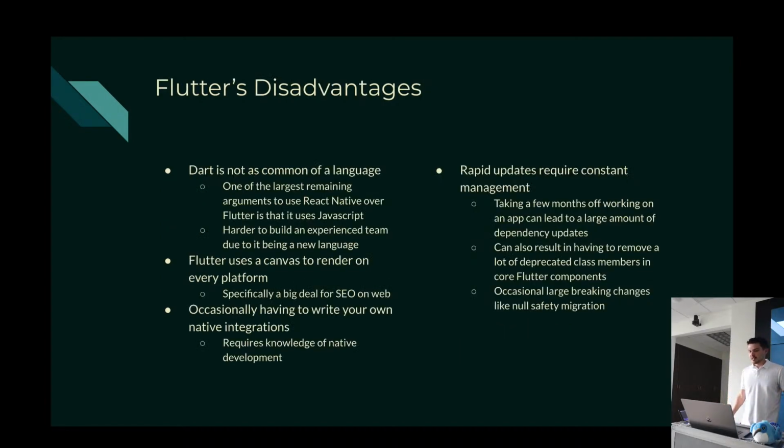So now let's talk about some of Flutter's disadvantages. First one, as I mentioned earlier, is Dart. Dart has always been looked at as not as common of a language. One of the largest remaining arguments to use React Native over Flutter is that it uses JavaScript. JavaScript is an extremely common language and a lot of people have a lot of experience with it. Dart right now is only used for Flutter. You can use it in an old Angular setup or even some backend setups, but really Flutter is the primary use case for Dart. It's also harder to build an experienced team due to it being a new language.